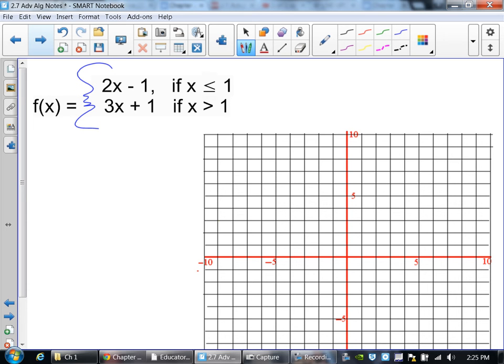Same idea. Two different graphs, two different functions. I have f of x is either going to be 2x minus 1 when x is less than or equal to 1, or f of x is 3x plus 1 when x is greater than 1. Now, back in third hour, a student had a really good suggestion of marking lightly on your graph where the boundary, if you will, changes for the domain. Does everybody agree that the boundary for the domain changes at x equals 1?